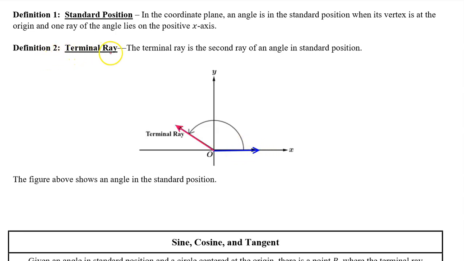Definition 2, terminal ray. The terminal ray is the second ray of an angle in standard position. For example, this red ray is the terminal ray of this angle.